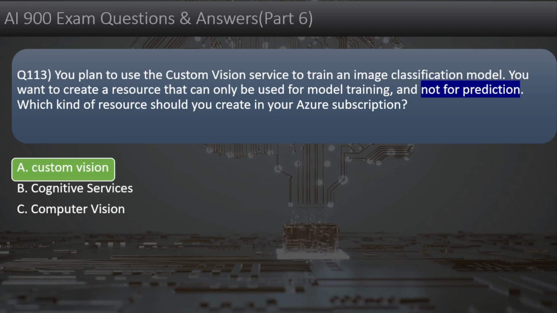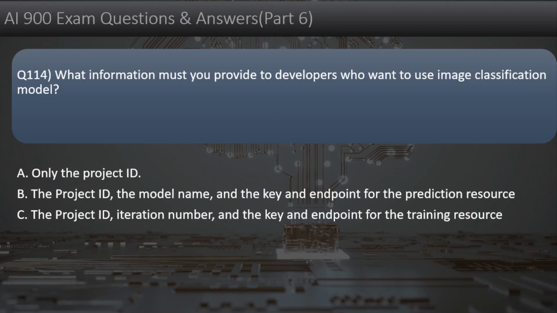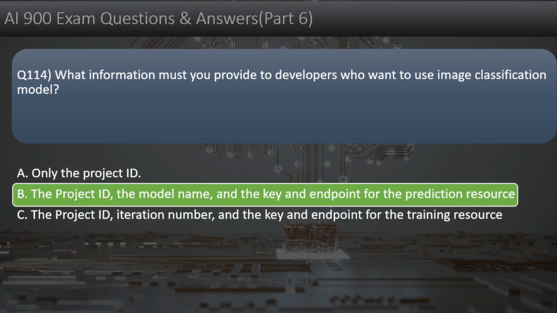What information must you provide to developers who want to use the image classification model? Option A, only the project ID. Option B, the project ID, the model name and the key and endpoint for the prediction resource. Option C, the project ID, iteration number and the key and endpoint for the training resource. The answer is option B, the project ID, model name and the key and endpoint for the prediction resource.